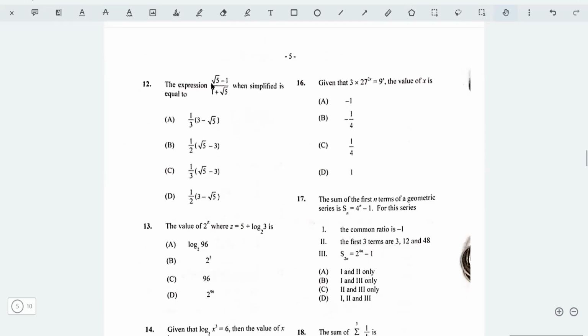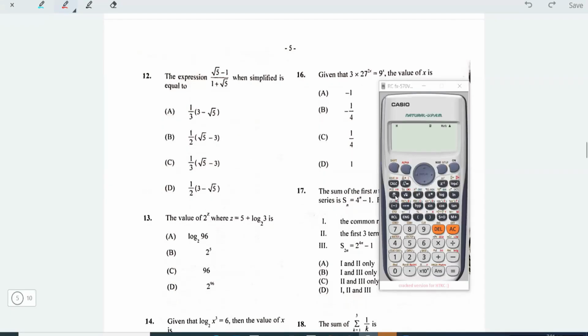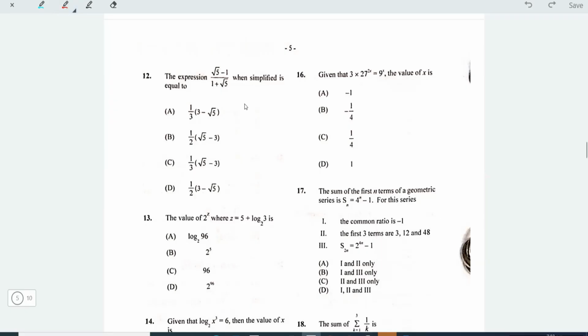Let's go to question 12. Question 12 said to rationalize this right here. To rationalize it, all we do is multiply by the conjugate of the denominator. But in this case, I'm just going to pop out the calculator. Just get a calculator and put in the root of 5 minus 1, divide that by 1 plus the root of 5. The calculator gives me that this is 3 minus root 5 over 2.